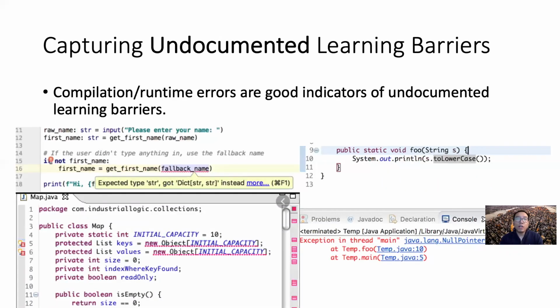Participants also pointed out that compilation errors and runtime exceptions are good indicators of such undocumented learning barriers, but many of these errors are just solved from the user side and are never reported back to the designers. So it will be useful to build instrumentation tools, such as at the IDE level or at the API level, to gather this kind of errors.